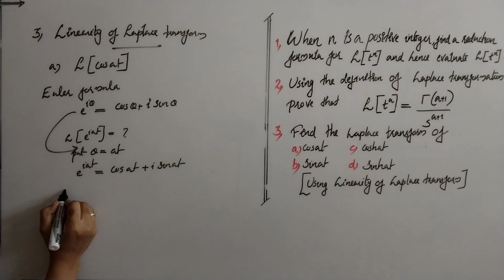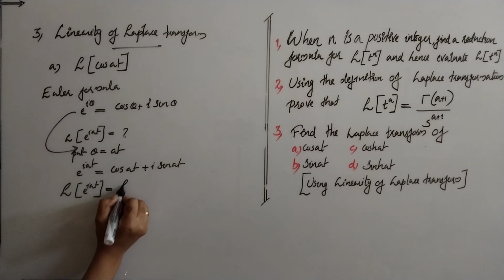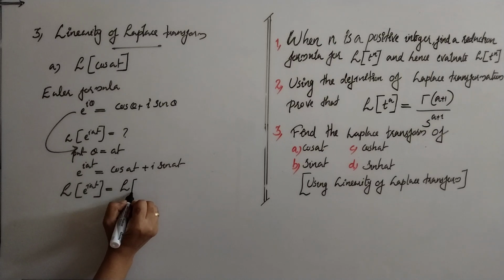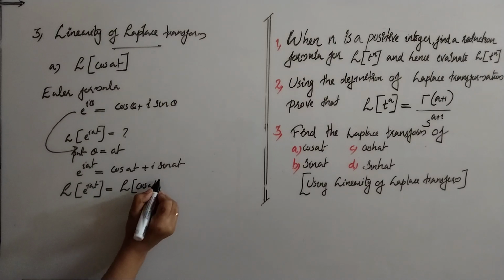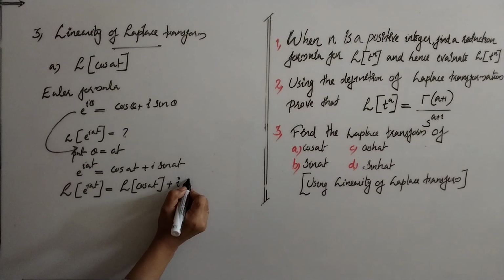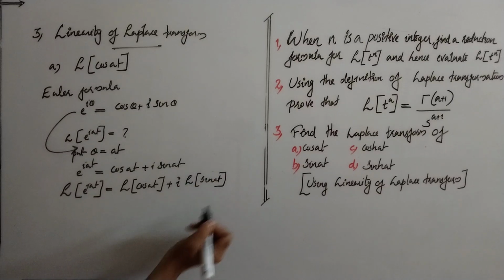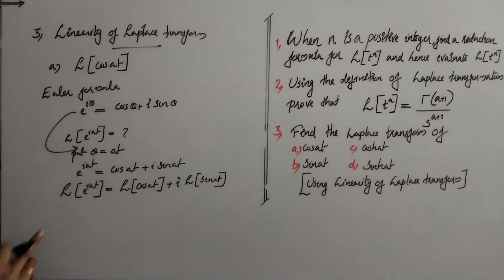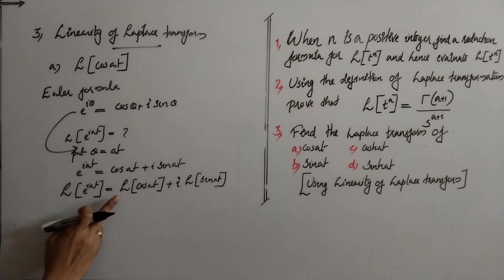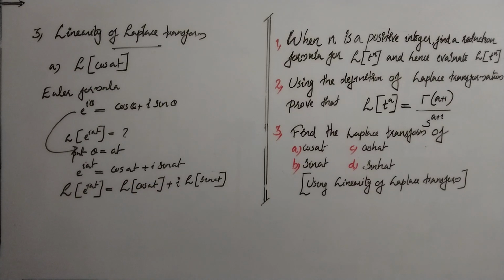Now the Laplace transform of e raised to iat is equal to what? Laplace transform of cos at plus i into Laplace transform of sin at, by the linearity theorem. Laplace transform of e raised to iat is equal to Laplace transform of cos at plus i into Laplace transform of sin at.